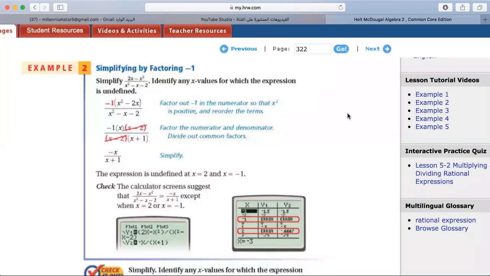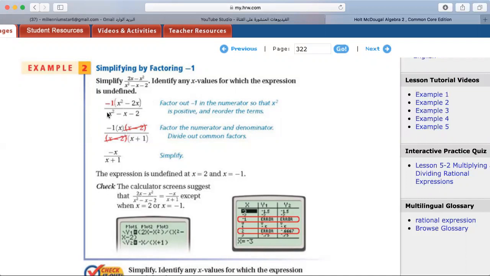Okay, girls, let's go to the next page. Example 2, simplifying by factoring -1. Simplify 2x minus x squared over x squared minus x minus 2. Identify any x values for which the expression is undefined. What is the first step that I'm going to do? Factor out -1 in the numerator so that x squared is positive and reorder the terms.